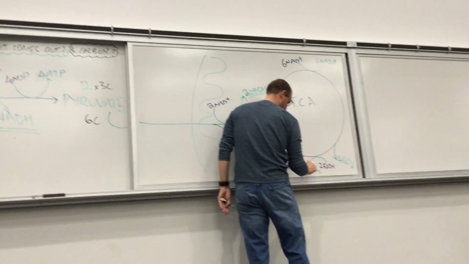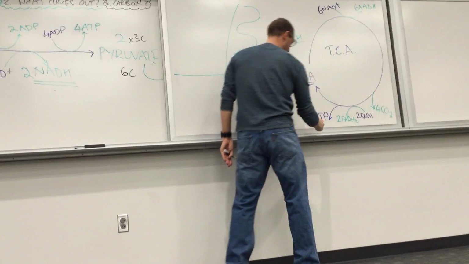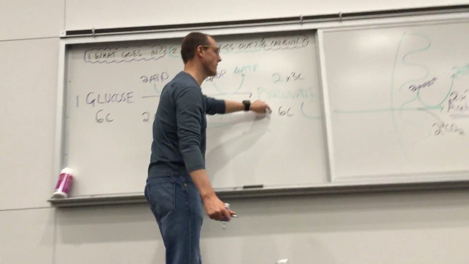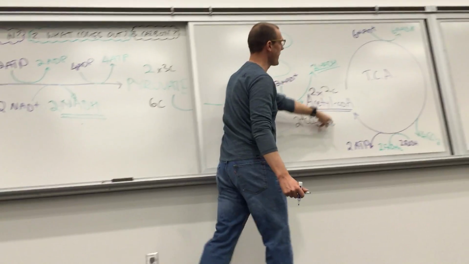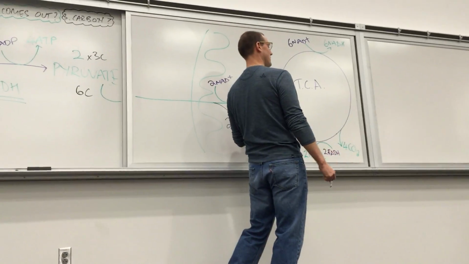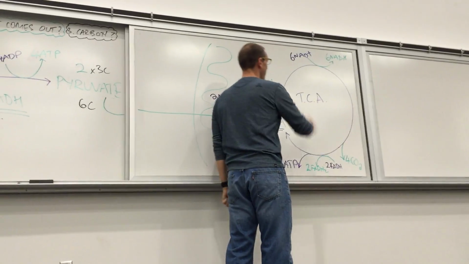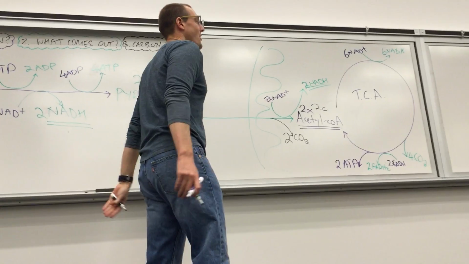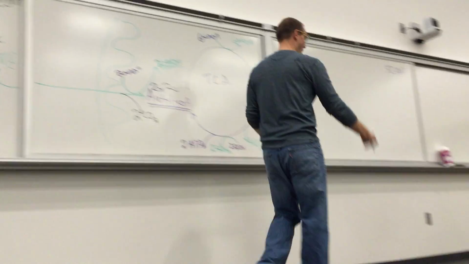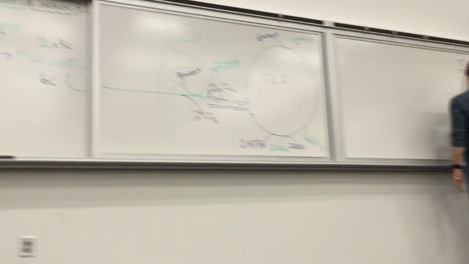2 of those, 2 of those, 2 of those. So, per glucose, 2 pyruvate, 2 acetyl-CoA, they go into the citric acid cycle. It turns once per acetyl-CoA, and that's what we get out. So, the next part is what's going to help us make most of this.